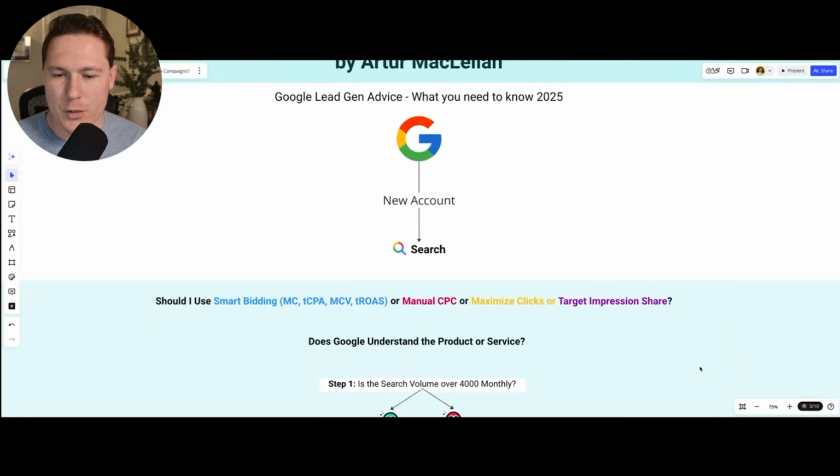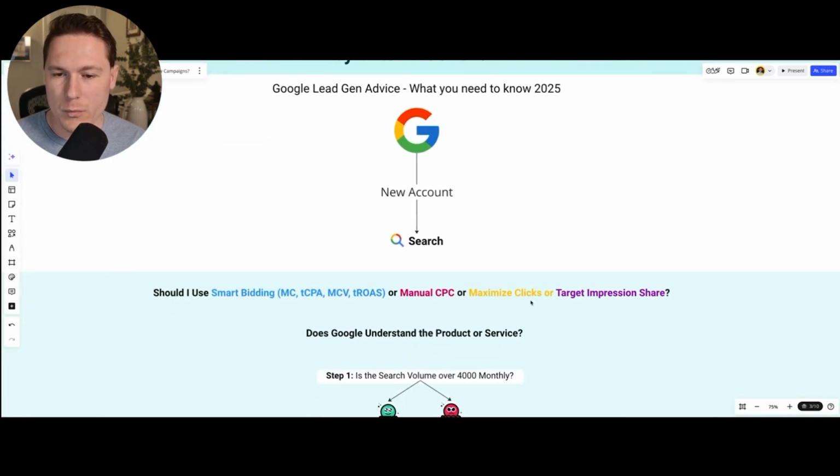In order for us to know how to structure the Google ad campaigns for search, you need to ask the question of what bidding strategy you are ultimately going to use? That's typically the biggest question that I get: when to use which bidding strategy and whatnot.